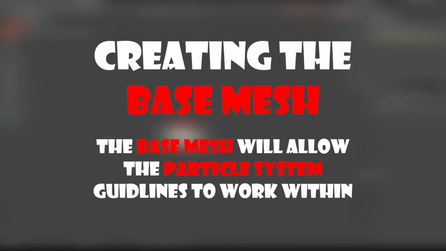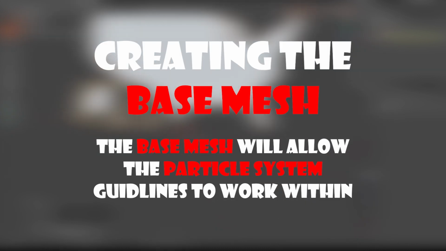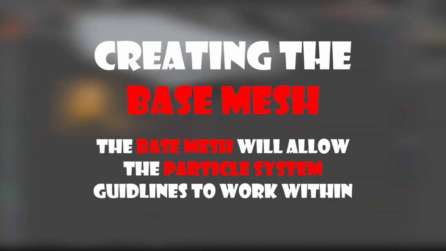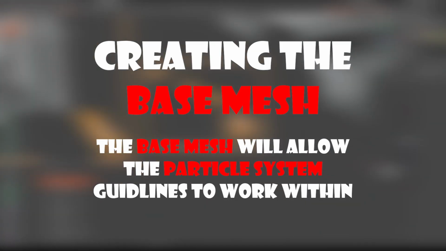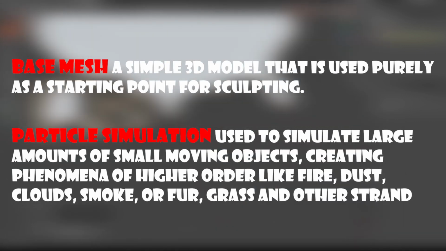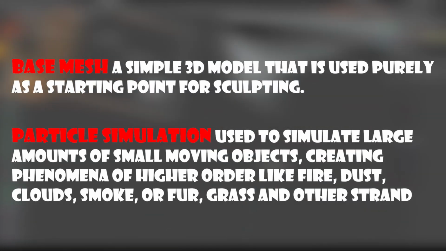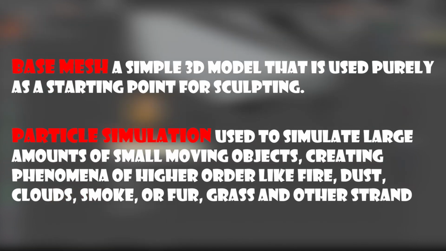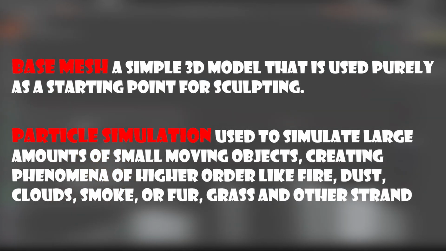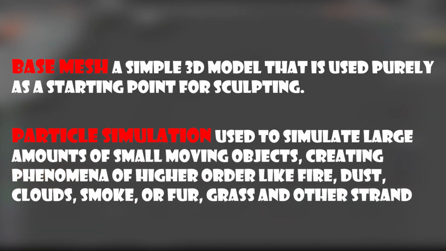Creating the base mesh. The base mesh will allow the particle system guidelines to work within, basically creating a boundary for our particle system. A base mesh is a simple 3D model that is used purely as a starting point for sculpting. A particle simulation is used to simulate large amounts of small, moving objects, creating phenomena of higher order like fire, dust, clouds, smoke, or fur, grass, and other such things.